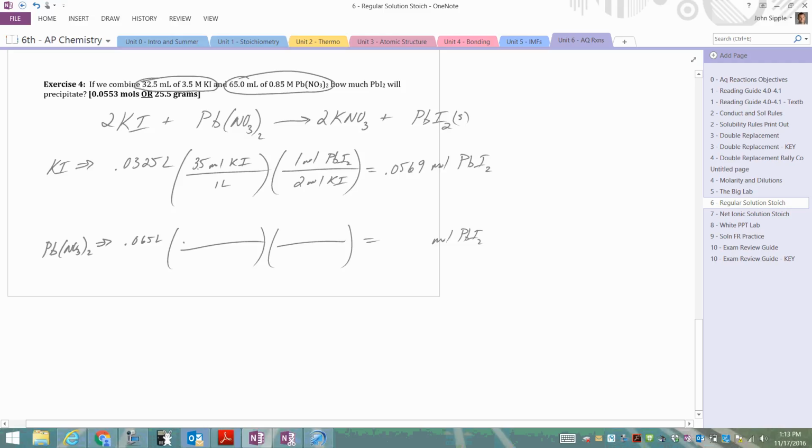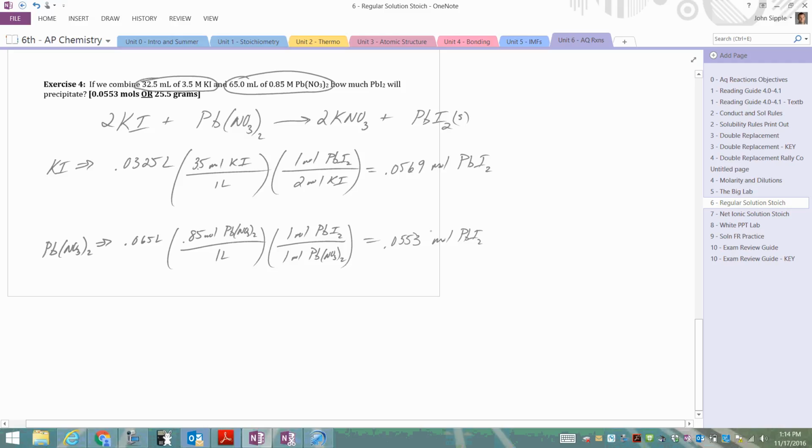So we have 0.85 moles of lead nitrate for 1 liter. And the mole ratio here is 1:1, right? So for every 1 mole of lead nitrate, I can make 1 mole of lead iodide. So 0.065 times 0.85, end up with 0.0553.